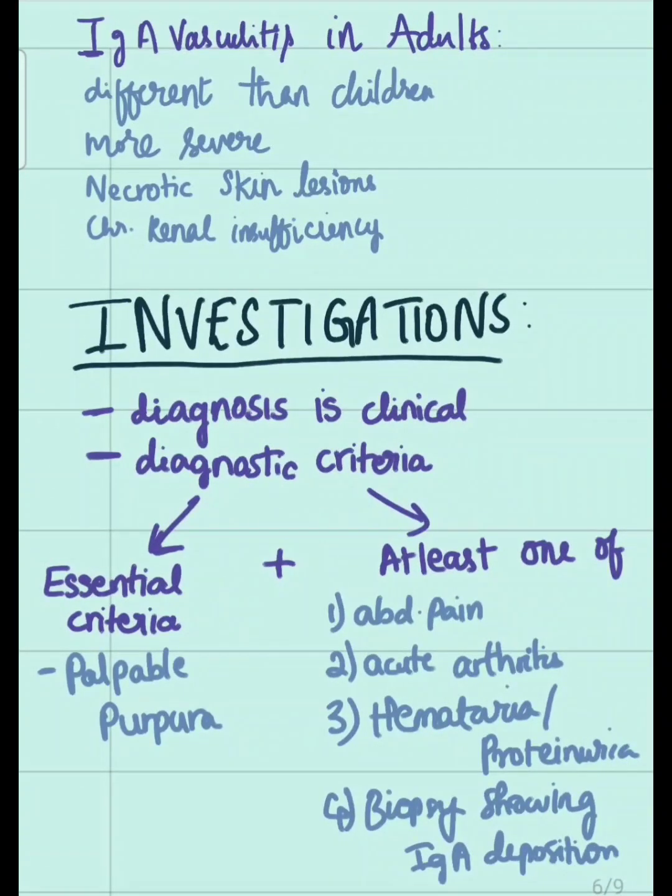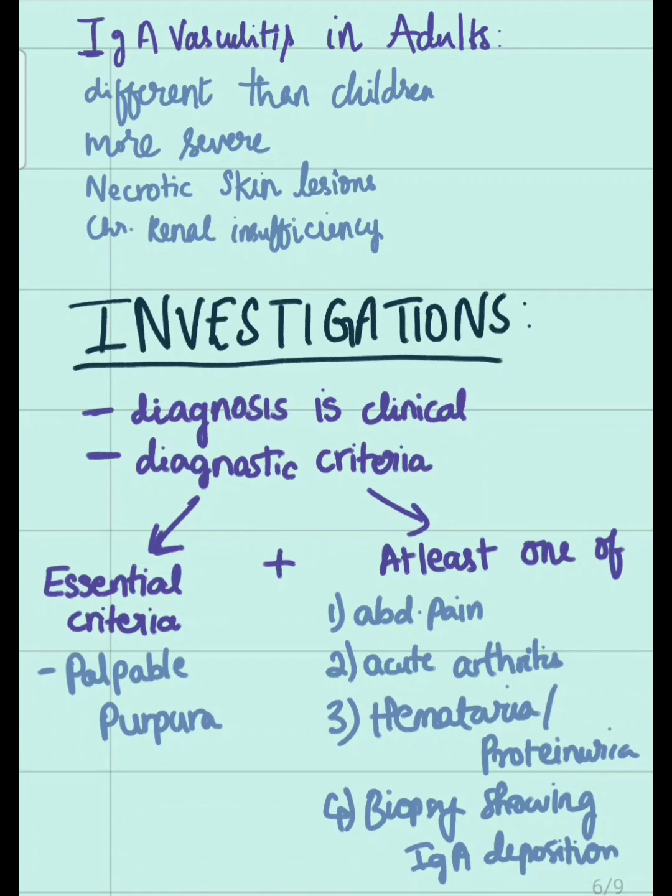In adults, if IgA vasculitis is present, it runs a course different from that in children. It is very severe. Instead of palpable purpura, there can be progression to necrotic skin lesions, and there's chronic renal insufficiency, and it usually requires vigorous long-term treatment.